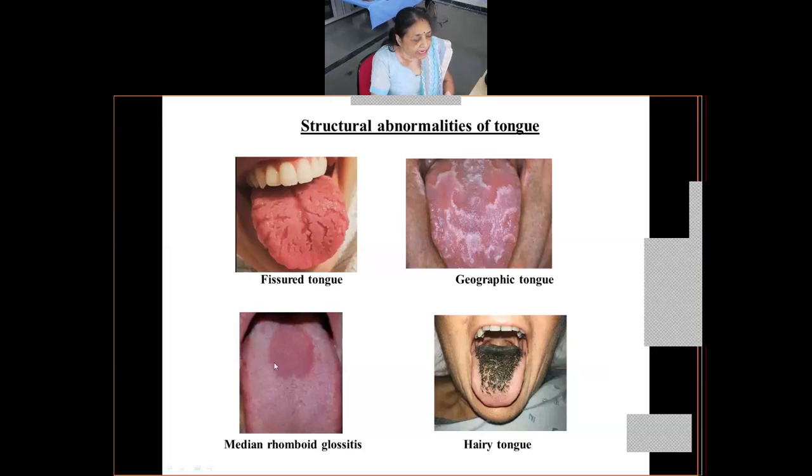Sometimes we may get, in a rare condition, a loss of filiform papillae in the midline, and there will be a red patch in the midline. That is known as median rhomboid glossitis.